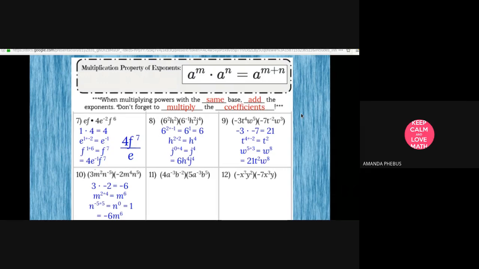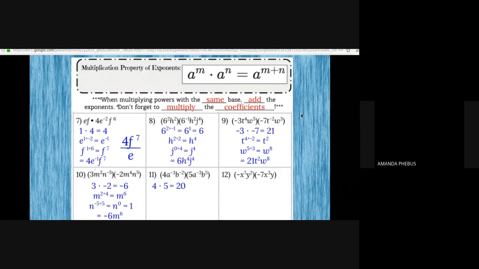All right, 11, we're going to multiply 4 times 5 and get 20. A to the negative third times a to the negative third is going to be a to the negative 6. B to the negative 2 times b to the fifth is going to be b to the third. So if I'm left with 20, a to the negative 6, b to the third, I have to fix that negative exponent. So I'm going to move it to the denominator. Everything else is going to stay up in the numerator. So I've got 20 b cubed over a to the sixth.